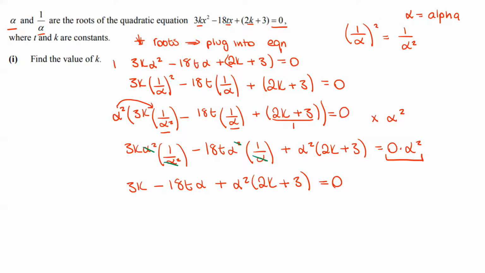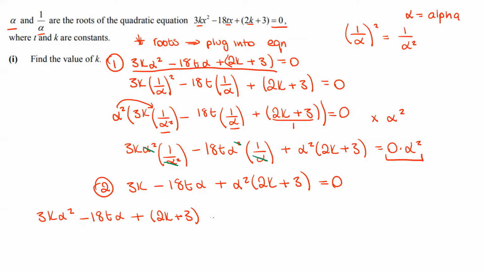So we have one equation where we plugged everything in and it was equal to 0. And we had another equation, and when we plugged everything in, that was equal to 0. So if they're both equal to 0, then they must be equal to each other. So we can say 3k alpha squared minus 18t alpha plus 2k plus 3. That's the formula I got when I substituted in alpha. That must be equal to 3k minus 18t alpha plus alpha squared 2k plus 3.